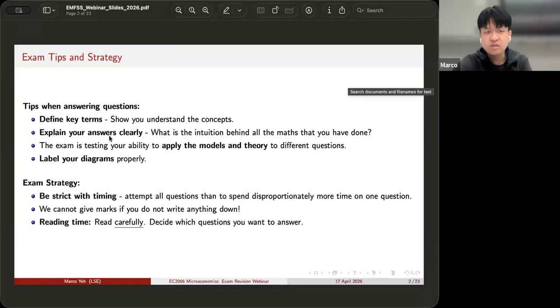Second, explain your answer clearly. Not most, but some of the students have very good technical skills. They are very good at arriving at the final answers. They know how to operate the algebra to find the final answers for each economic question, but they don't explain anything at all. So on the answer sheet, it's just like 10 equations, like 10 inequalities without anything else. This is not a good strategy for LSE exams.